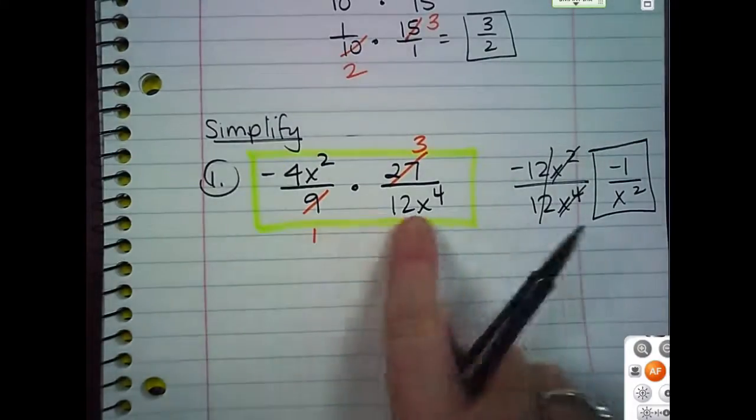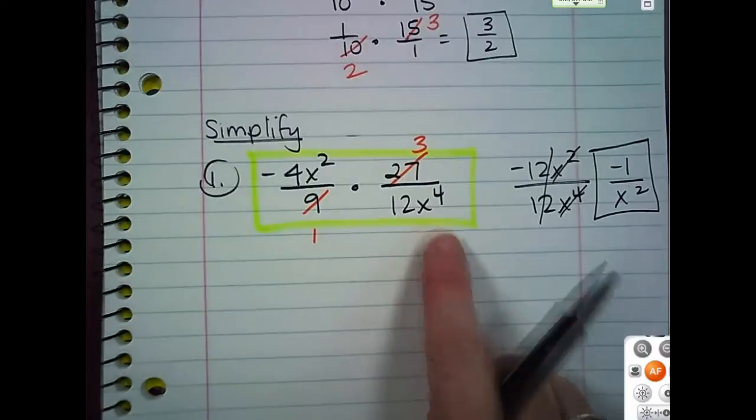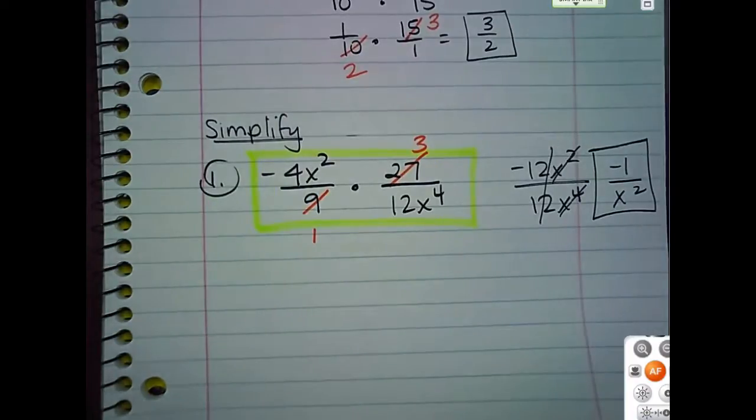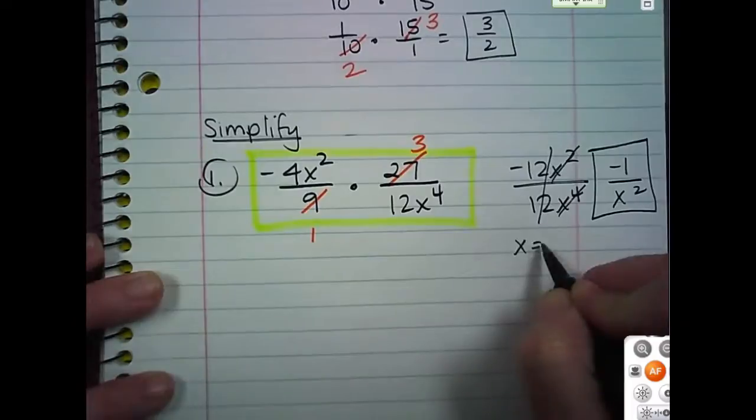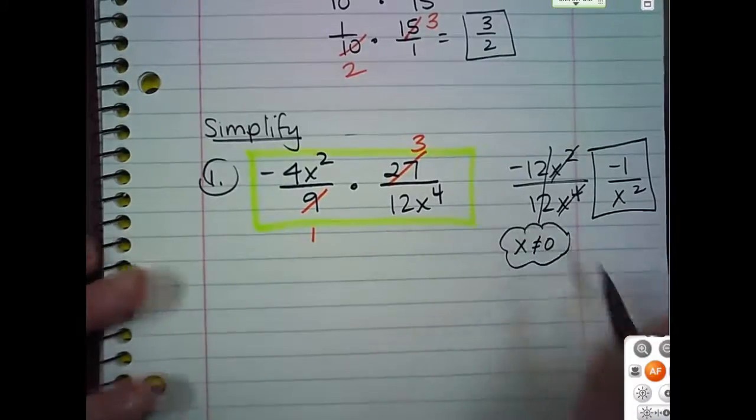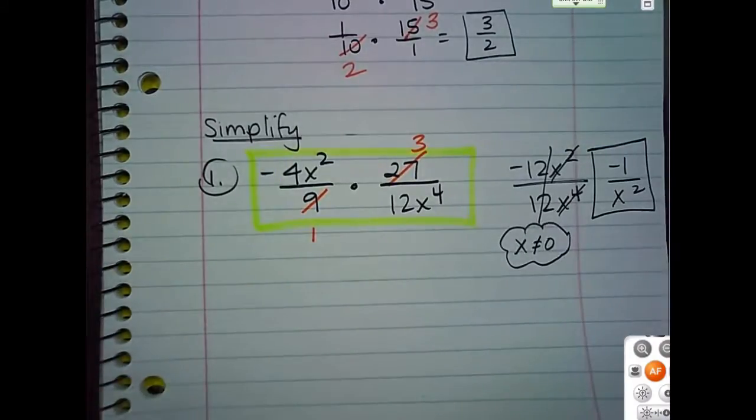Now look over here, before I did any canceling, what's my restriction? What is x not allowed to be? 0. Because 12 times 0 would have given me 0. You only have restrictions in the denominator, right?